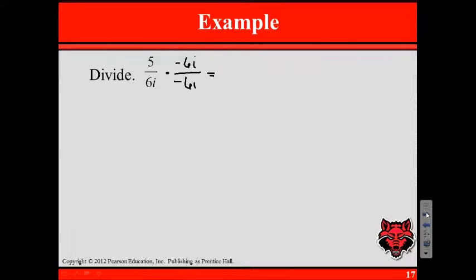When we do so, in the numerator, 5 times negative 6i is negative 30i, over 6i times negative 6i, which is negative 36i squared. Remember, the i squared changes the sign of the term, so this becomes negative 30i over a positive 36, and now we can reduce. 30 and 36 have a common factor of 6. If we divide both by 6, we're left with negative 5i over 6.